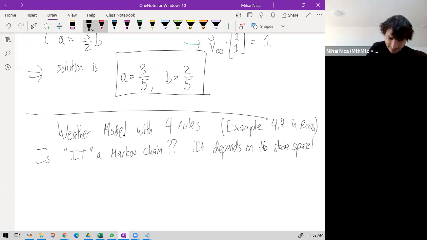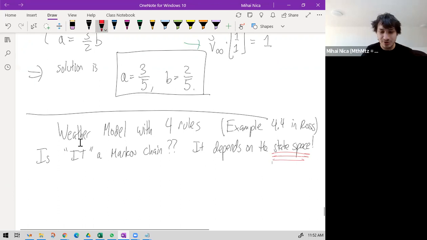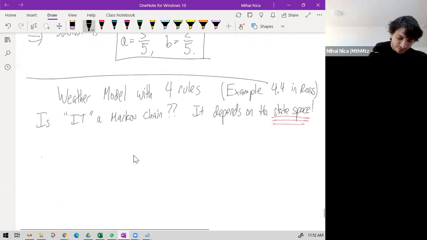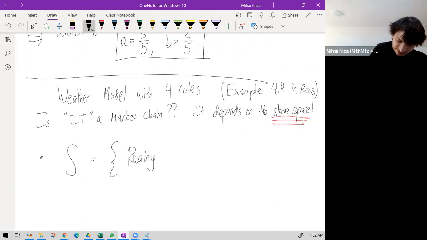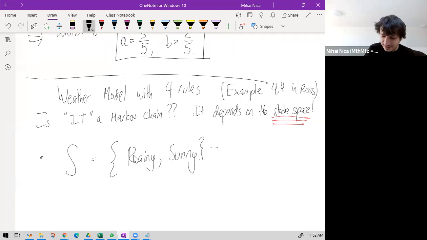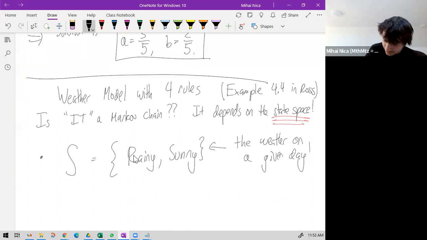On the state space. And I think this is a really important idea. There are two possible things you can think of. The most obvious thing is the state space should be rainy, sunny. This is what we did before. And it's just the weather on a given day. Okay, so this is one possibility.